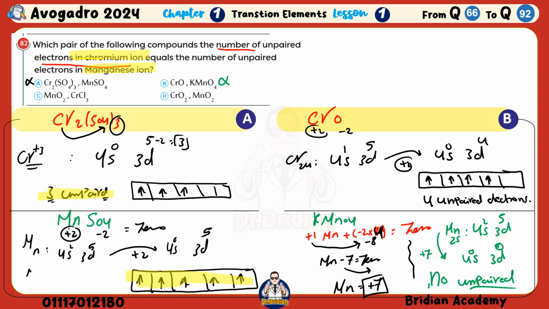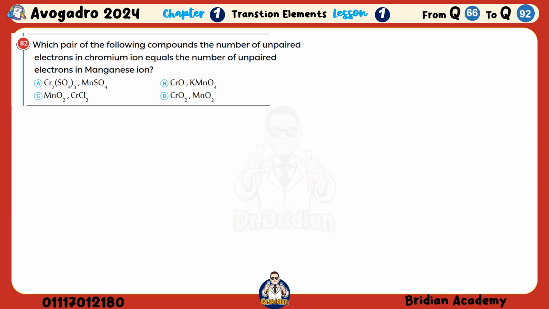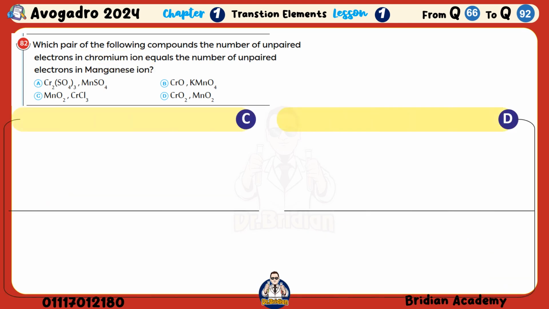Let's take choice number C and D. For choice C and D, we have two compounds. Choice C, we have manganese dioxide. To calculate the oxidation number, manganese plus minus 2 times 2 equals 0. So minus 4 will be changed with a positive sign. So it will be manganese positive 4.